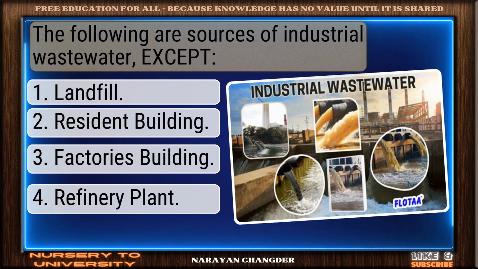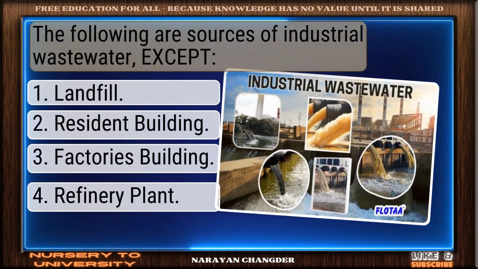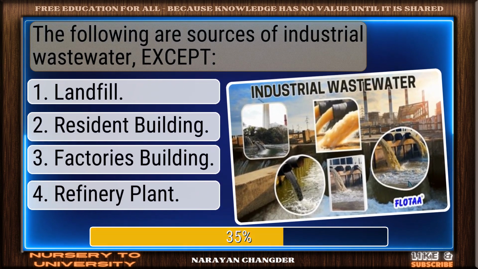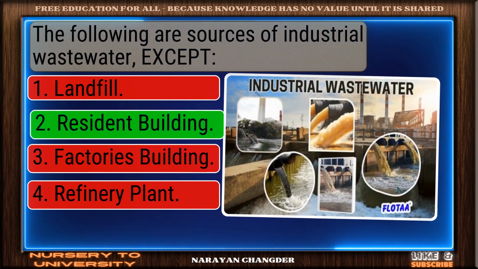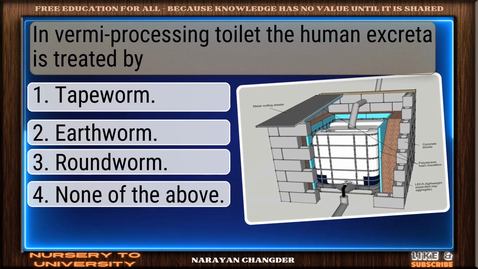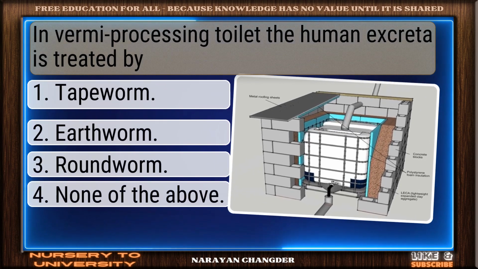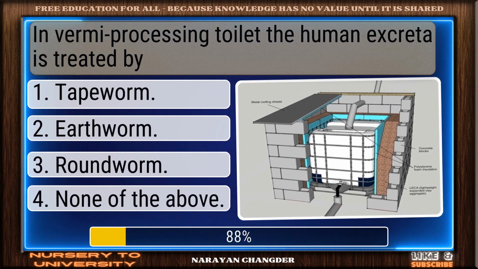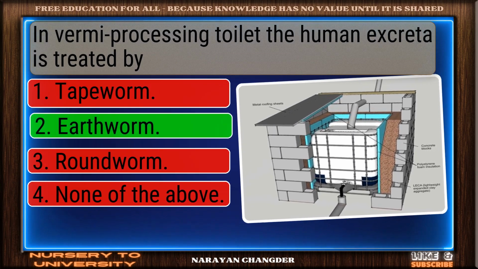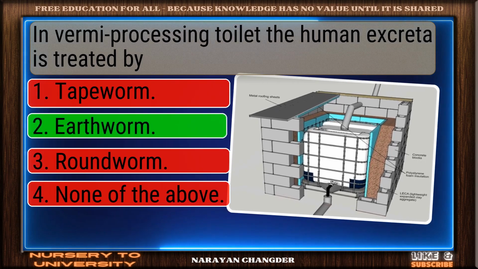Question number 54. The following are sources of industrial wastewater except. Bravo. Resident building is the answer. Question number 55. In vermi-processing toilet, the human excreta is treated by. Correct. Earthworm is the right answer.